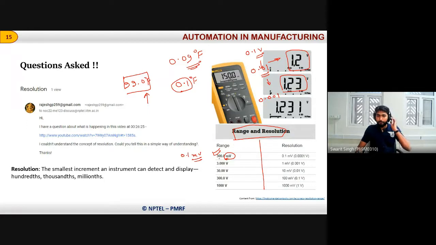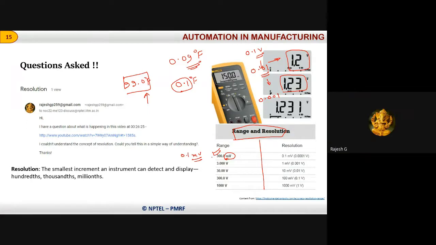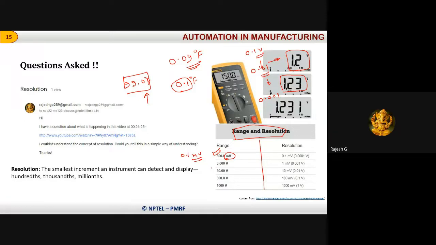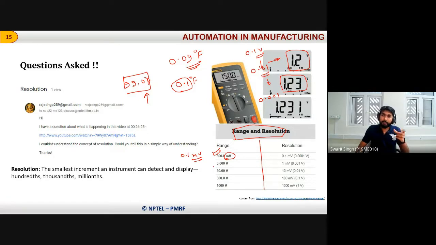So Rajesh, I hope this confusion about resolution is now resolved. Yes, sir. So it is the capacity to show the least count value. Yes, the least value or least increment that any instrument will display on application of some input.